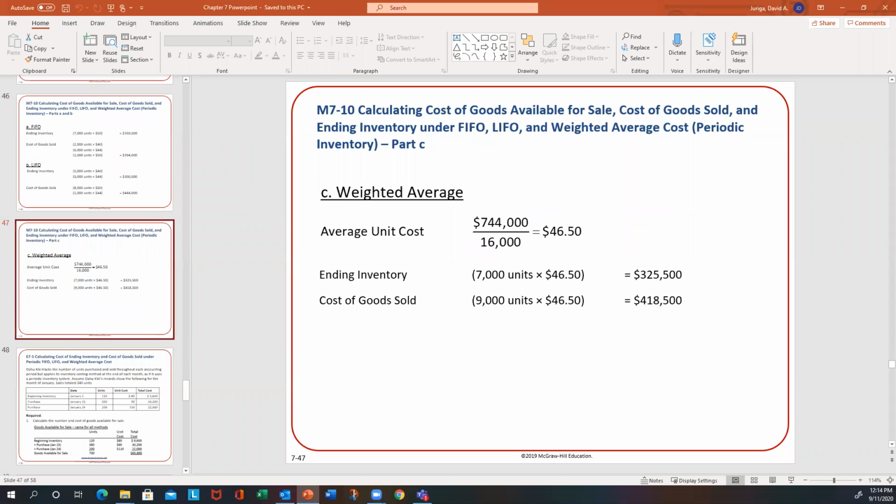All right, and then of course here is your weighted average method. You just took the total cost divided by your total inventory. 4,650 is your average. You just multiply that by 9,000 to get your cost of goods sold, and then that times 7,000 to get your ending inventory.